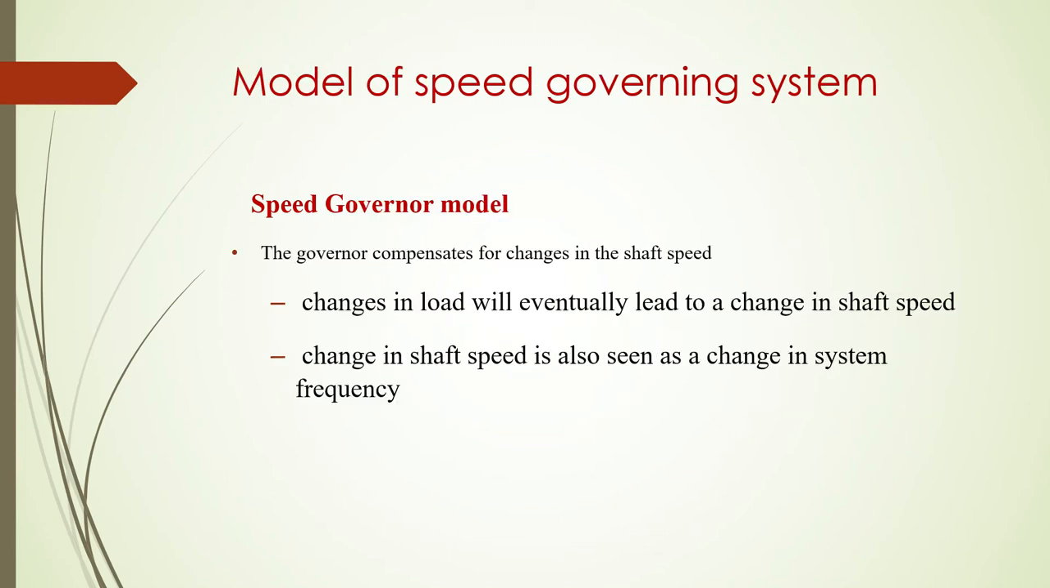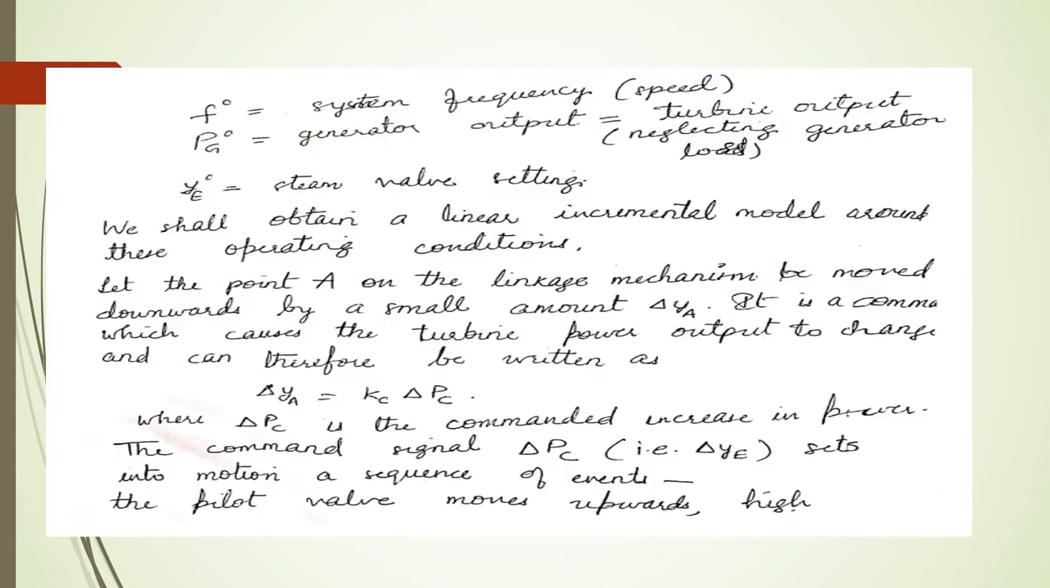Now let us see the model of the speed governing system. The governor compensates for changes in shaft speed. Changes in load will lead to a change in shaft speed, and a change in shaft speed will be seen as a change in system frequency. Let us consider system frequency as f0 and generator output as PG0, and that generator output is nothing but the turbine output.